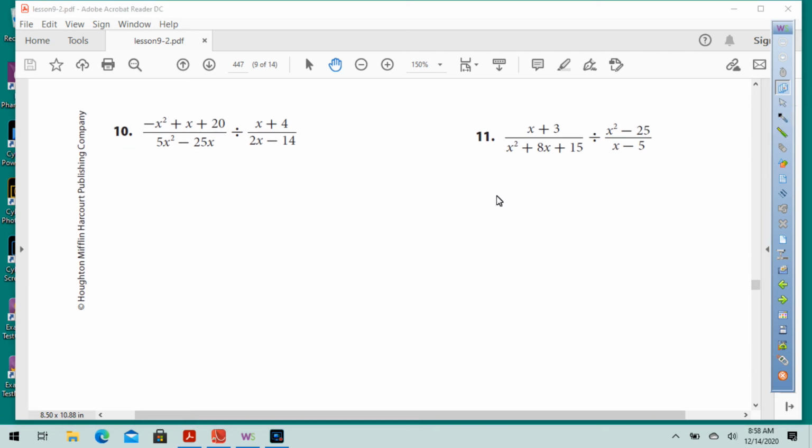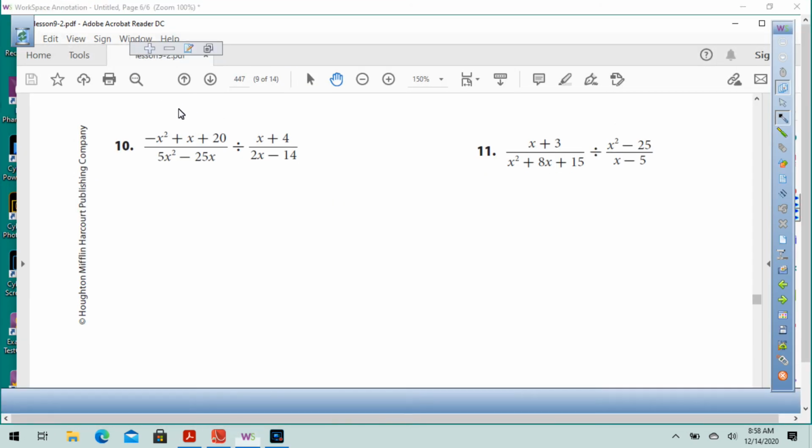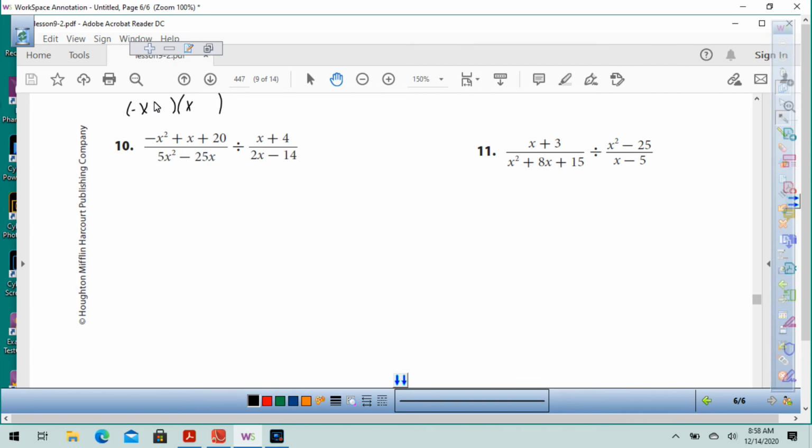Number 10. All right. I think I like factoring them first. So I got negative x, and then x. 20, I got a positive, so that's going to be plus 5, and that's going to be plus 4. That gives me negative 4x, and positive 5x gives me positive there. All right, we got that. That's just x plus 4.